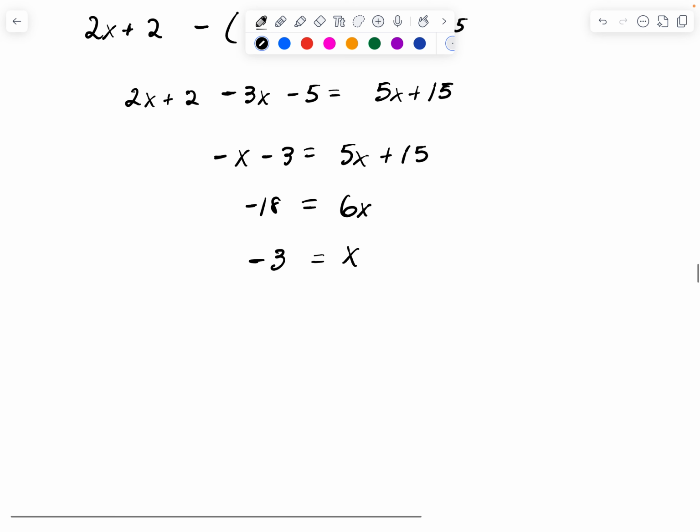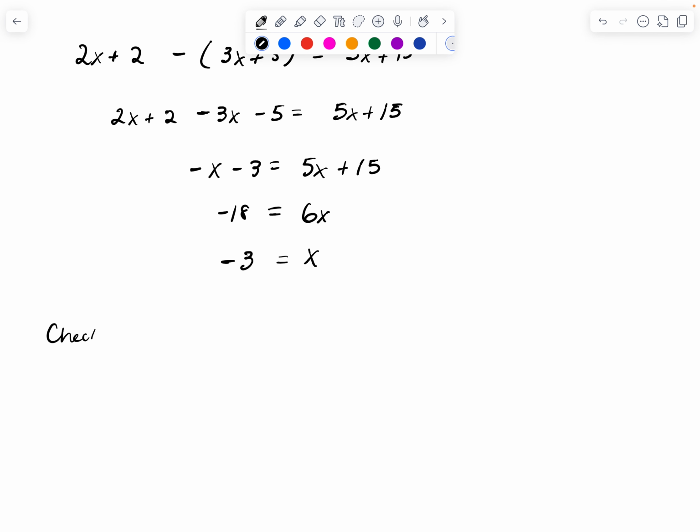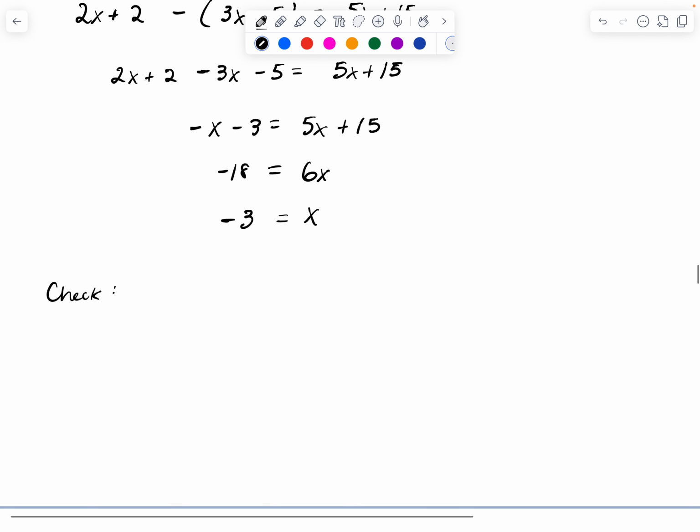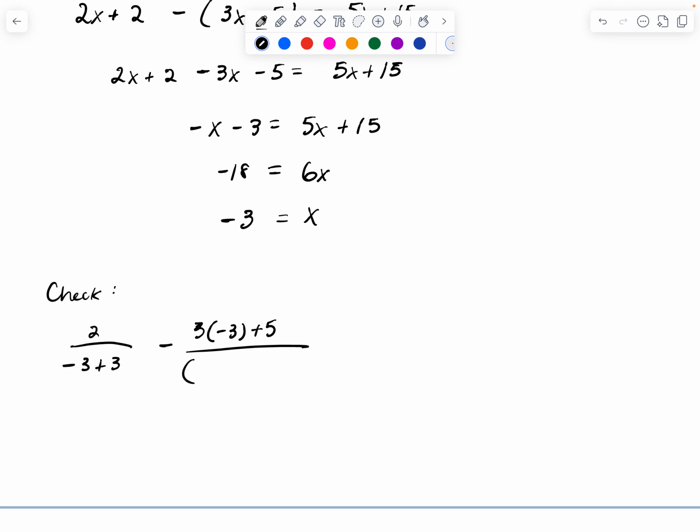Okay? Again, we need to check from the original. So I'm going to write 2 over negative 3 plus 3 minus 3 times negative 3 plus 5 all over negative 3 squared plus 4 times negative 3 plus 3, the 3 in the problem. If you're wondering where I'm getting this, I'm just plugging it back into the original. Equals 5 over negative 3 plus 1.